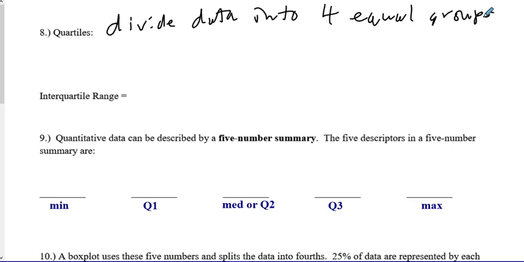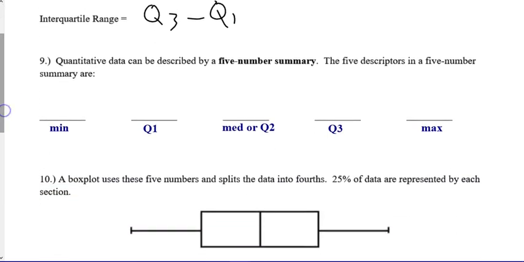The interquartile range is Q3 minus Q1. You already covered this in Algebra 2, and we'll be going over this again here. Quantitative data can be described by a 5-number summary. The 5 descriptors are the minimum, Q1, the median, or Q2, Q3, and the maximum. And then here is your interquartile range, your IQR. This is the difference between those two.